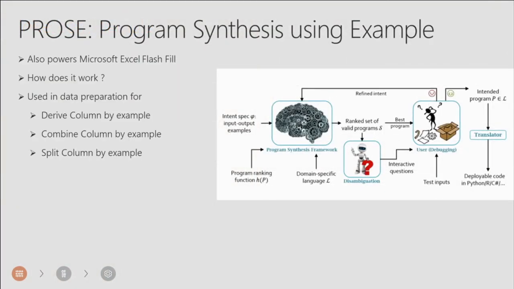So let's look at where the coolness factor is coming from. This is a very cool imagery that I found about the program synthesis using example capability that we are heavily leveraging to do the 3 things that I was showing you: the derived column by example, the combined column by example, and the split column by example. This capability is coming to us from MSR, and it's very cool. It's pretty logical.